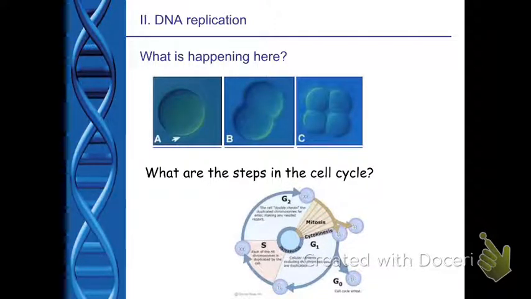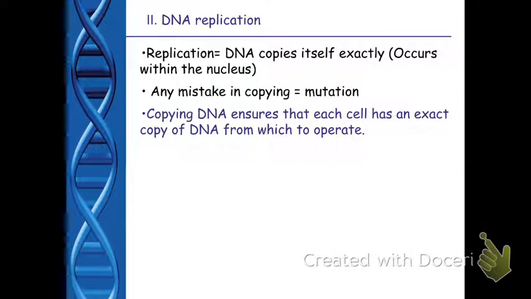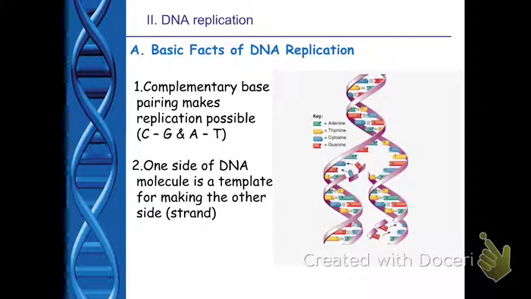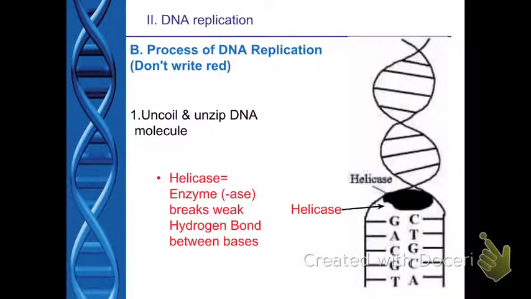The question now is, how does it happen? So here's some basic information. Replication is when DNA copies itself exactly. During that process, mistakes are actually made. When mistakes are made when you replicate, that means it's not an exact copy, and so we call those mistakes mutations. When they replicate, they know that they have to have what we call complementary base pairs. So A is always with T, C with G, and so let's go through the steps.